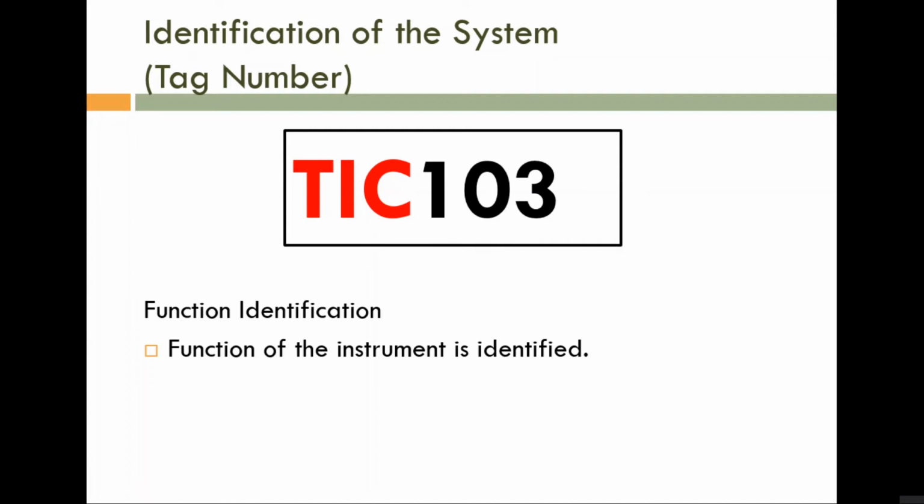Okay, so please note the character part is used to identify the function. Function identification and loop identification, that is a combination. TIC is the function identification and 103 is the loop identification. Okay, so now we are going to explain the function identification. I told you a minimum of 2 characters we can see and a maximum of 5 characters we can see.